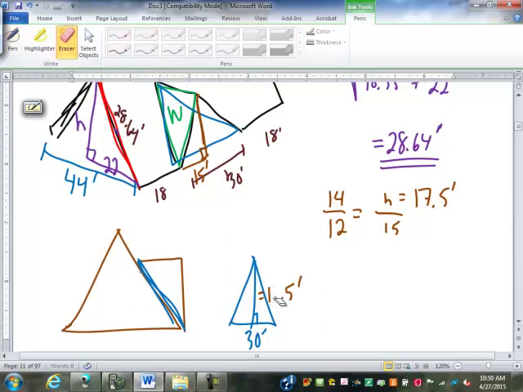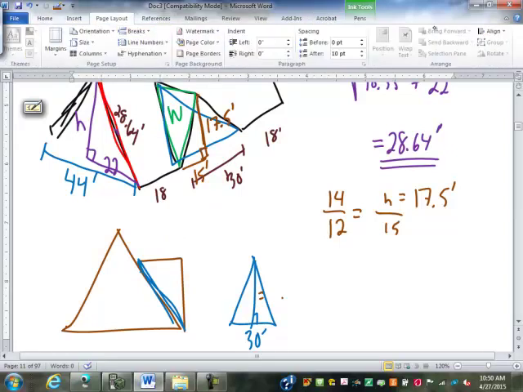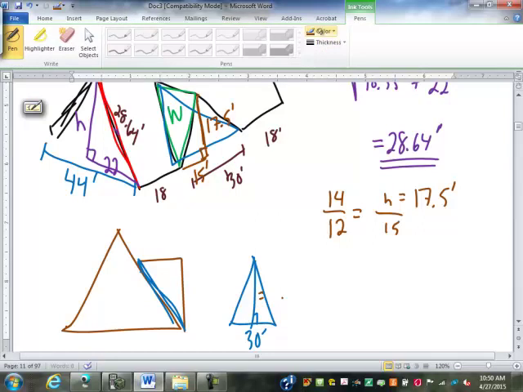Oops, that's the wrong triangle. 17.5 feet up here. Now, how do I use that 17.5 then to find the slope? Nope. This is 17.5 feet high, right? I've got to go backwards now to find that. You're trying to find this slope right here, right? And we'll need that eventually. That'll be 15 squared plus 17.5 squared will give us that. We'll come back to that.